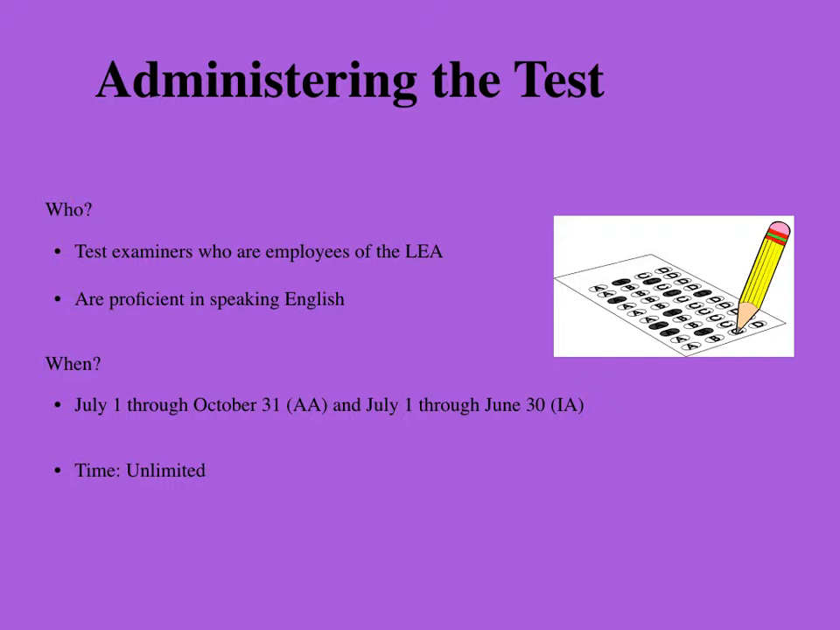When? The test dates are from July 1st through October 31st, which is the annual assessment, and July 1st through June 30th is the initial assessment. For example, if the student comes in the middle of the school year, they have 30 days to complete the initial assessment and then annually to take the test. The CELDT is an untimed test. However, for grades TK through first, the average time is an hour and 20 minutes, and for grades second through 12th, the average time is 2 hours and 25 minutes.